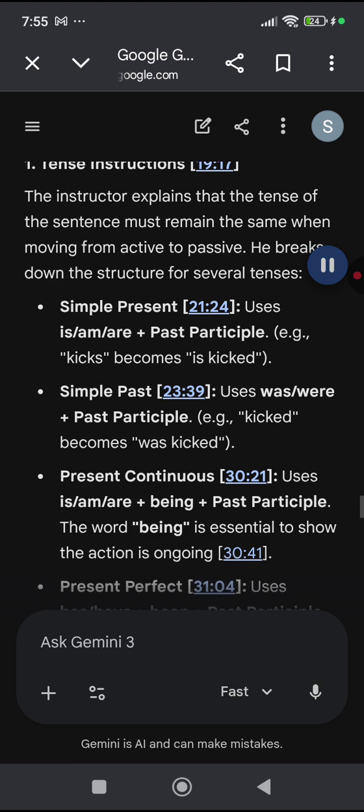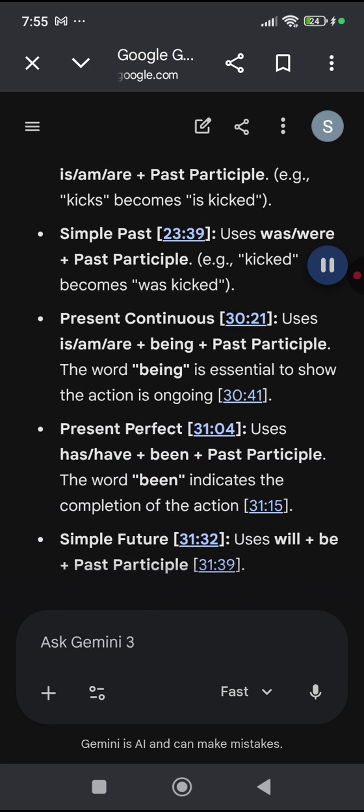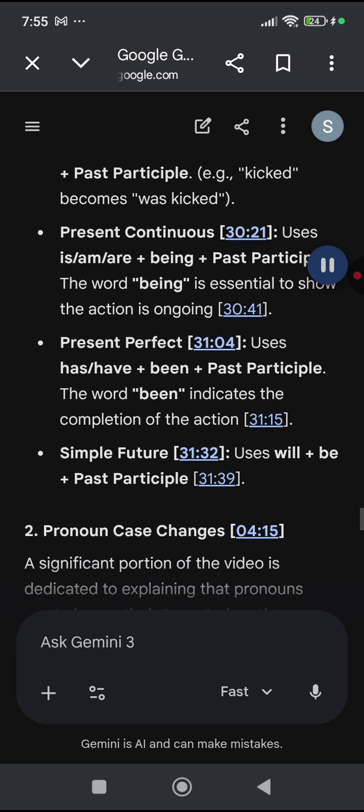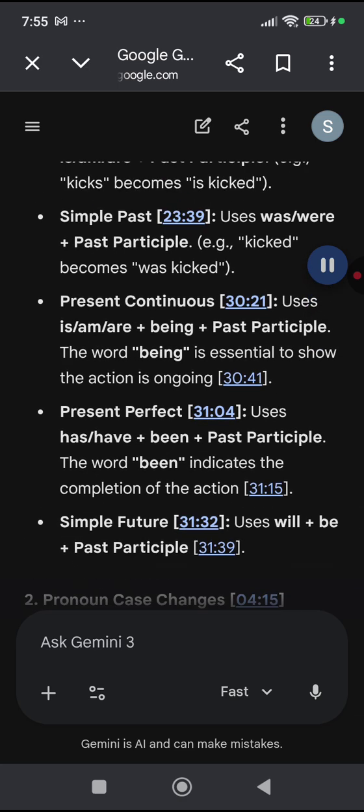Simple present uses is, am, are plus past participle, e.g., kicks becomes is kicked. Simple past uses was, were plus past participle, e.g., kicked becomes was kicked. Present continuous uses is, am, are plus being plus past participle.